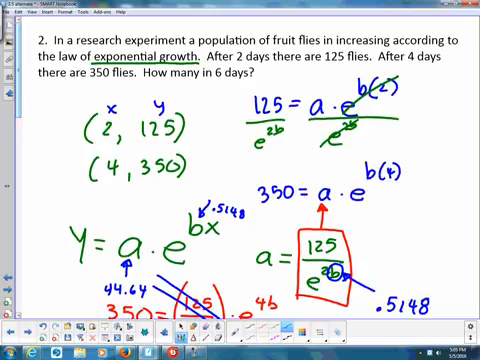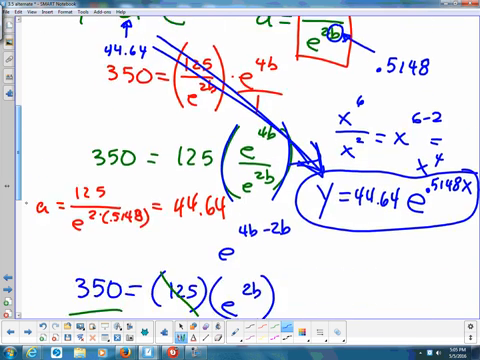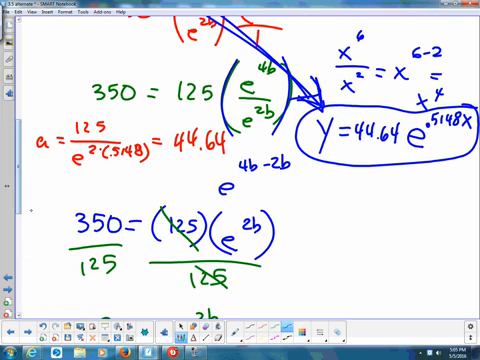Great, now that we have the model, we can finally answer the question. Do we remember that this problem was about fruit flies? How many flies are there going to be in 6 days? Now that we have our model, all we need to do is plug in 6 for the number of days, which is x.